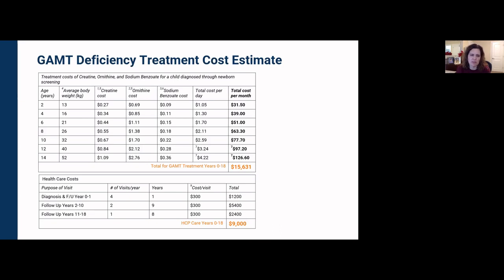The second part of this is just your routine visits of going in and seeing Dr. Longo or whoever your specialist is. And that's totaled for the first 18 years of life at $9,000. And of course, that's all assuming you don't get any coverage from your insurance, which usually families do.